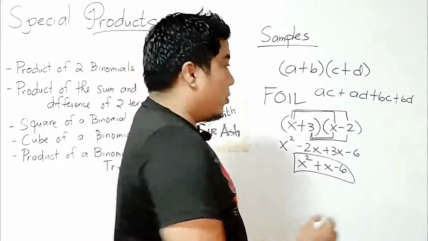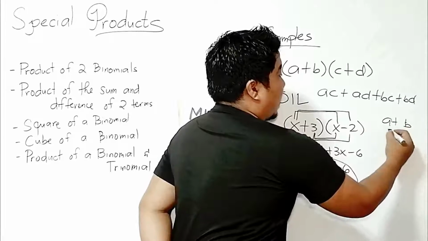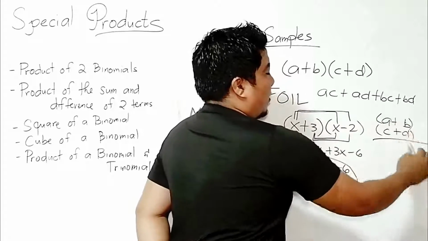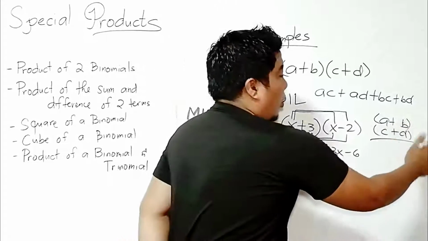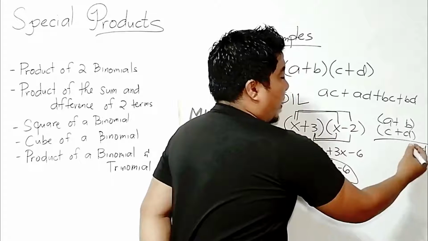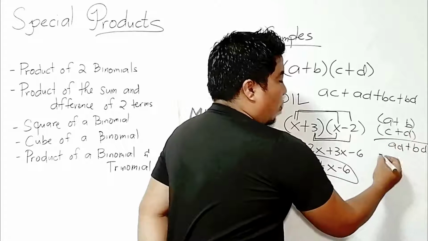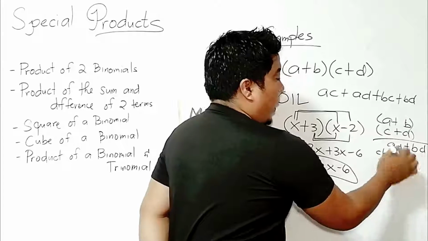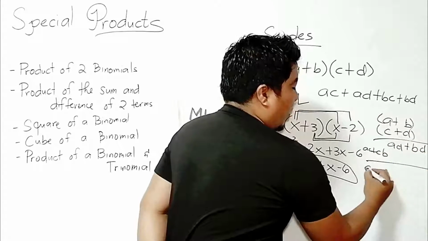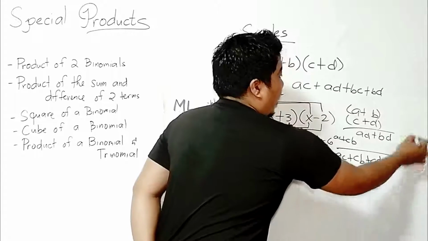In solving the vertical method, you just align them like this: A plus B times C plus D. And then, you multiply the same concept as you are multiplying big numbers. So, D times B, that is BD. D times A, that will become AD. And then C times B, that will become CB, and then C times A, that will become AC. If you add them, this will become AC plus CB plus AD plus BD, and they are just the same.